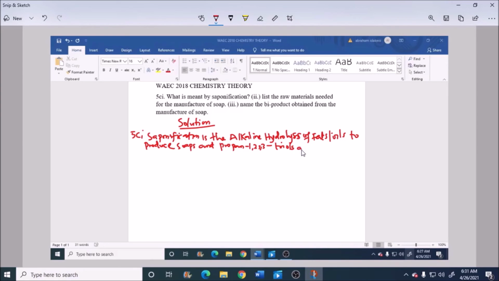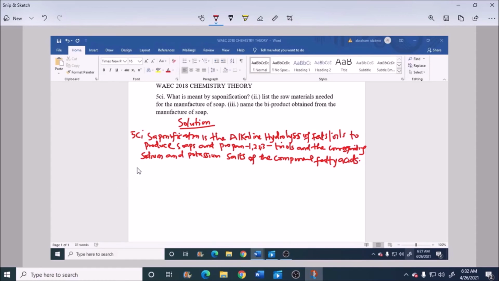and the corresponding sodium and potassium salts of the component fats, that is the fatty acids.